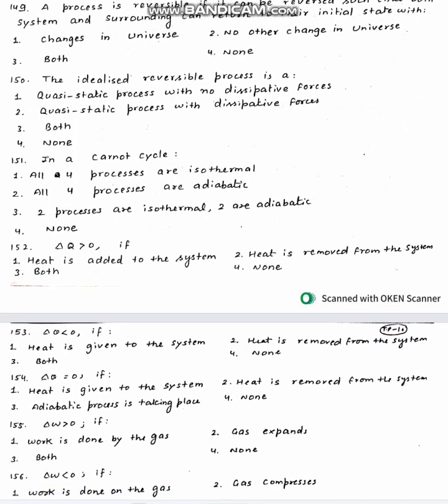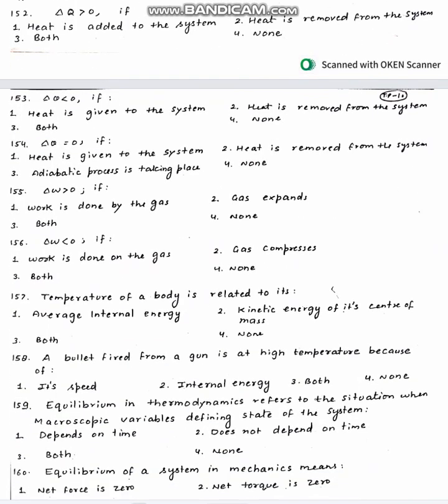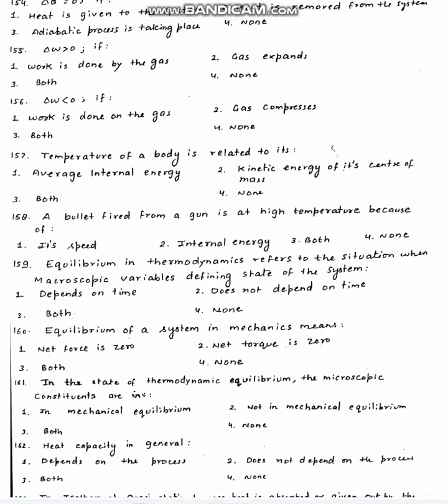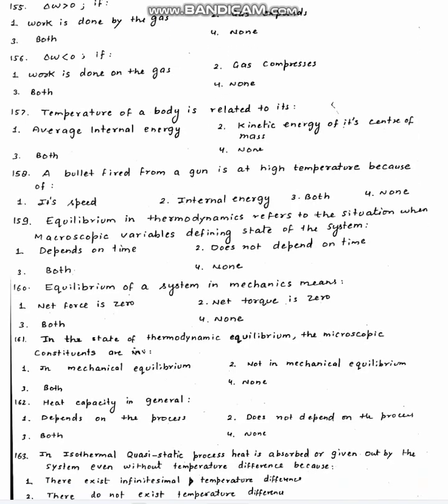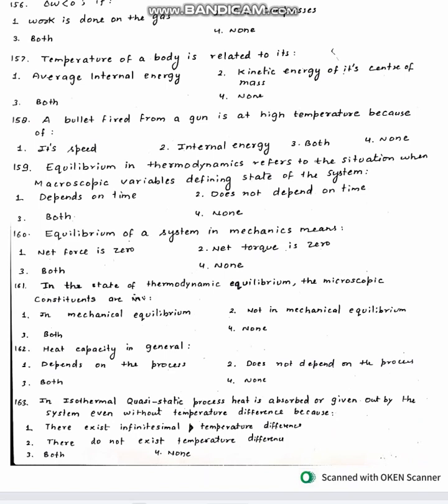Concerns for delta Q positive, negative, zero, conditions for positive work done, negative work done, temperature relation to what, bullet, then equilibrium in thermodynamics, then equilibrium of system in mechanical forces, then the macroscopic constituents, then heat capacity, then lastly isothermal quasi-static process.